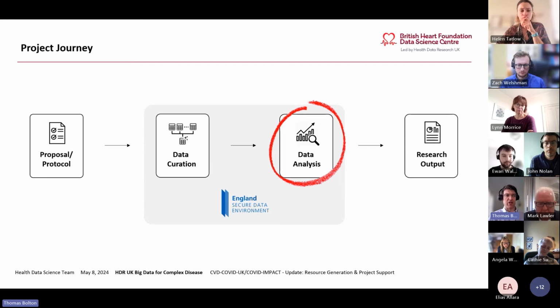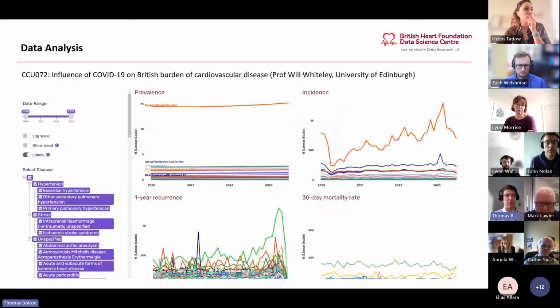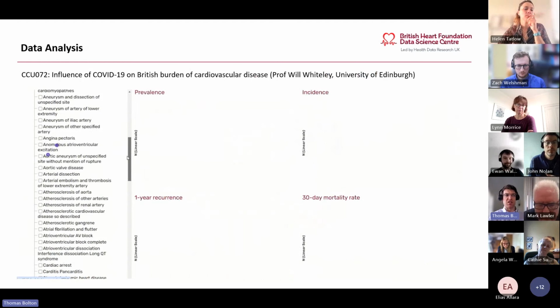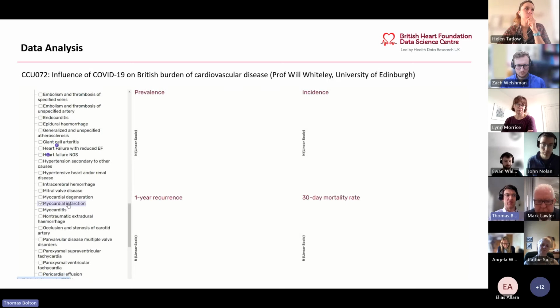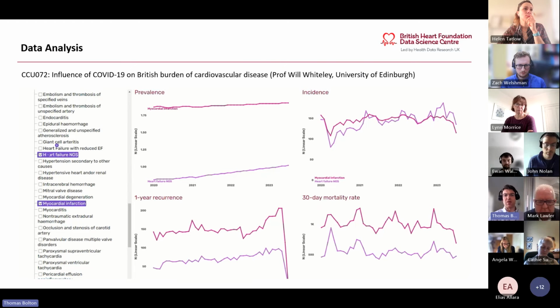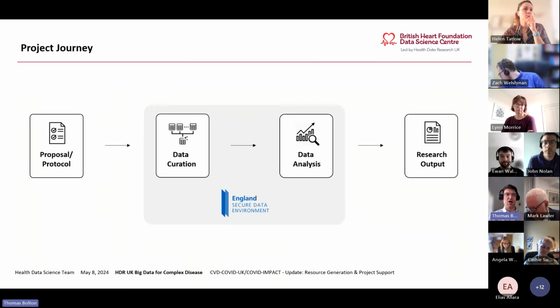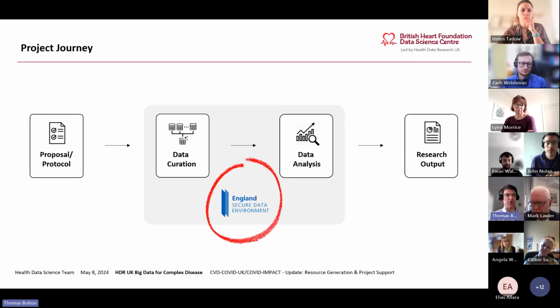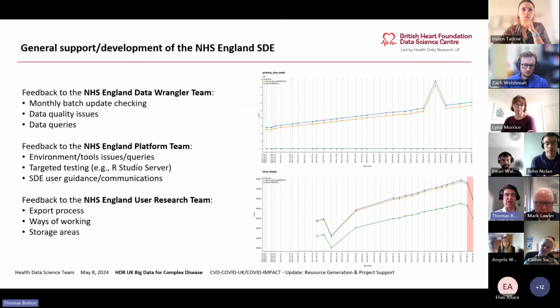But an example of the support that we've provided is a dashboard that we've created for the CCU 72 project to help visualize the initial results, which involved studying 4 epidemiological metrics for around 90 disease outcomes. And we've now extended this to include subgroup analyses of these outcomes by key patient characteristics as well. Of course, we're reviewing the research outputs as well, particularly the method sections which describe how the data is being used. And we're also providing general support to all users and helping with the SDE development.